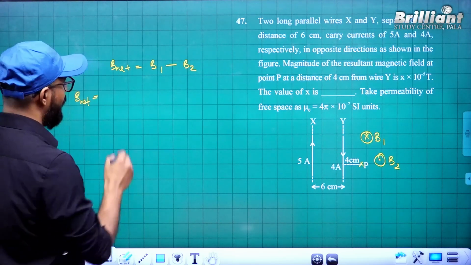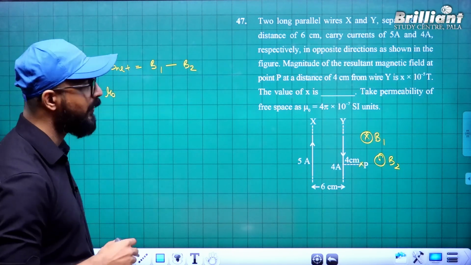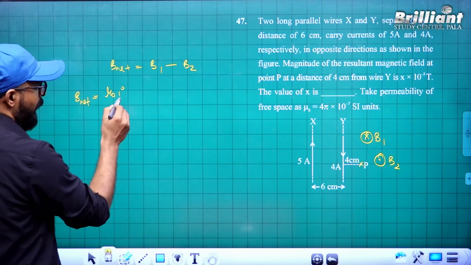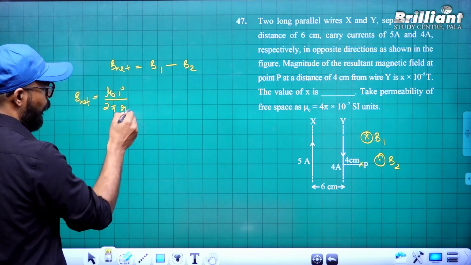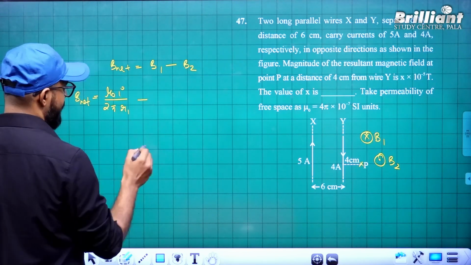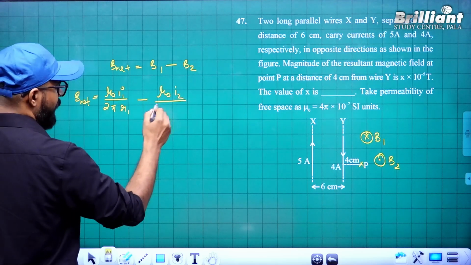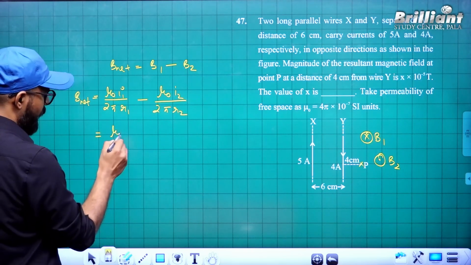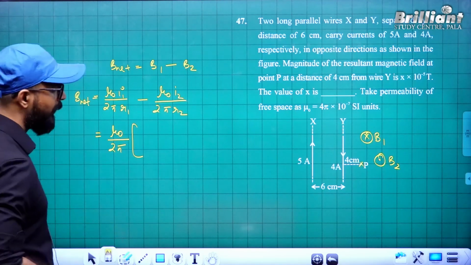B1, and what is B1? What is the magnetic field because of an infinitely long wire? The answer is mu naught I by 2 pi into R1 minus mu naught I2 divided by 2 pi R2. And so mu naught by 2 pi into I1 by R1.